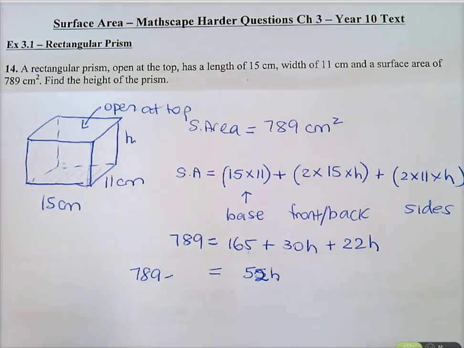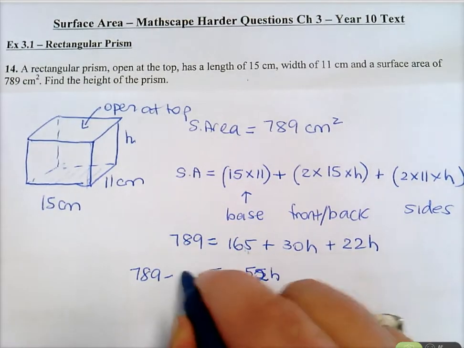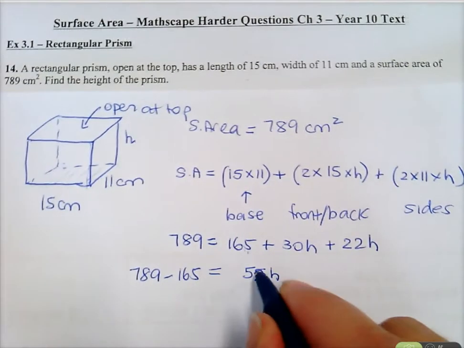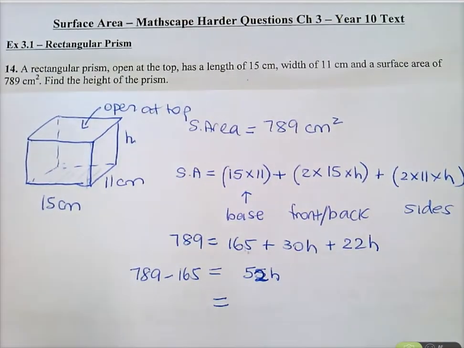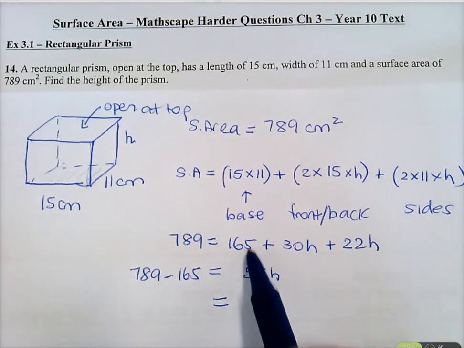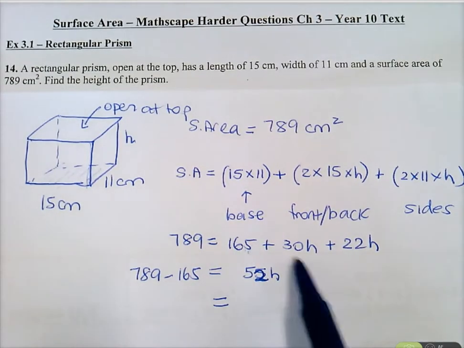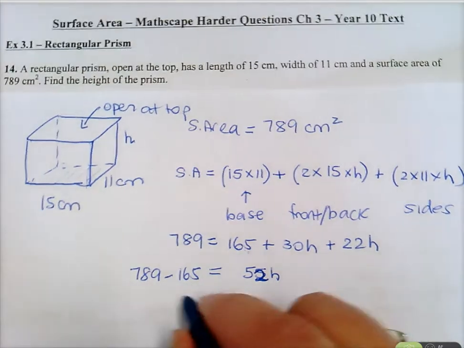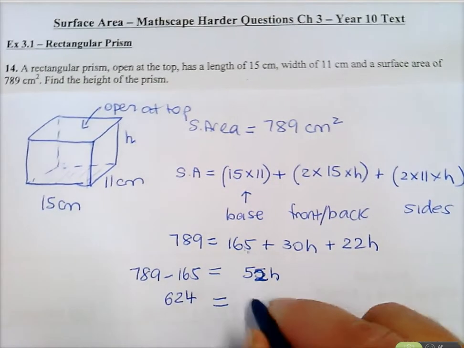What do I do with the 165? Minus 165. Girls, it doesn't matter that the h is on the right. Don't be afraid. 789 minus 165 is 52h. What have I got now? What's 789 minus 165? 624? Is it 624? I just did that in my head.